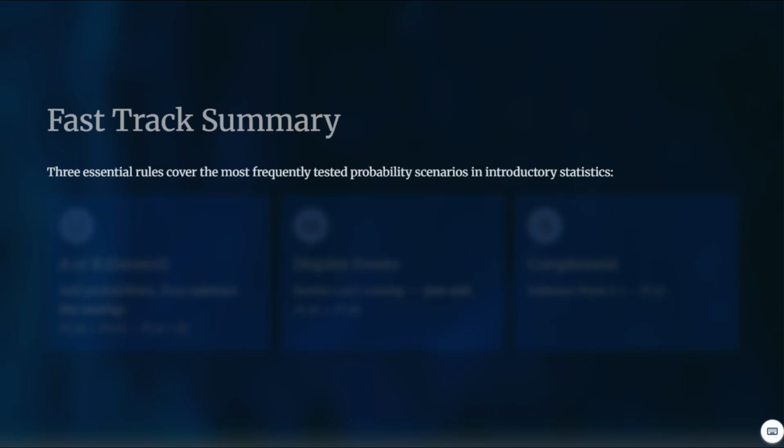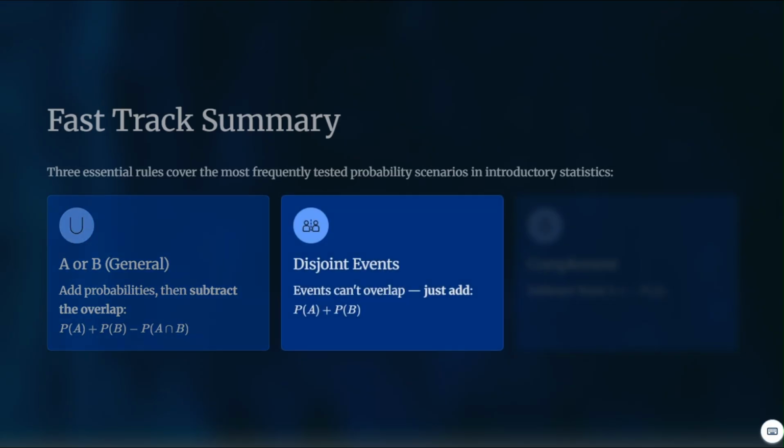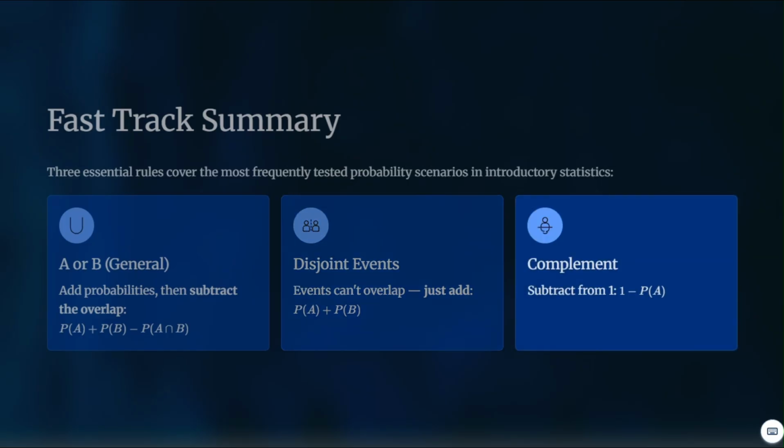Today you learned 3 probability rules that appear throughout statistics and are among the most frequently tested concepts at the introductory level. Compound events: any event combining 2 or more simple events using "and" or "or." The addition rule: add the probability of A and the probability of B, then subtract the overlap to avoid double counting. And we discussed disjoint and complement rules. Disjoint events simply add; complement subtracts from 1.